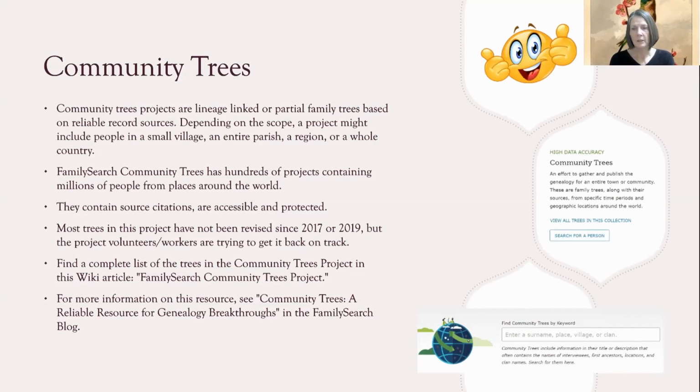So what FamilySearch did was they gathered all these projects and put them together on FamilySearch genealogies. And so they can be helpful depending on where you are looking for a name. They do contain source citations. They are accessible to you and they are protected, so you cannot change them or do anything with them, but they do contain sources. That's why they're high accuracy on their data. They haven't done a lot on it since either 2017 or 2019, depending on the tree. I think part of it was probably COVID, but anyway, they are trying to get it back on track.